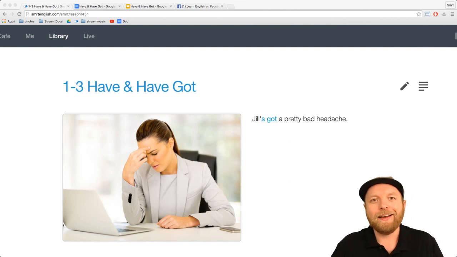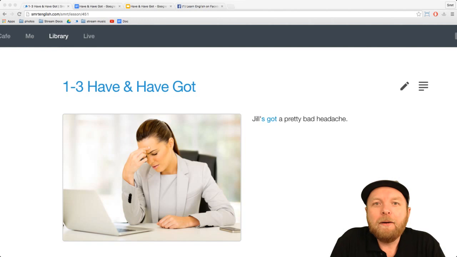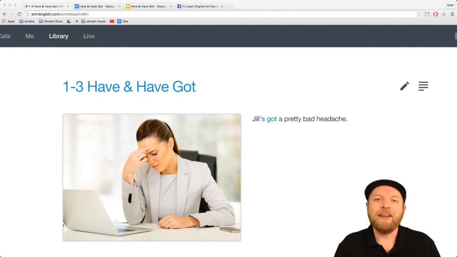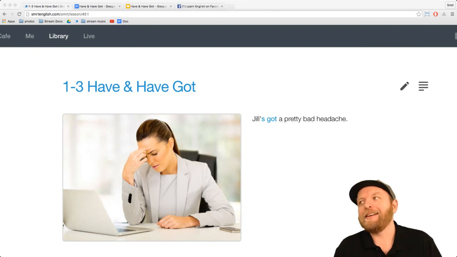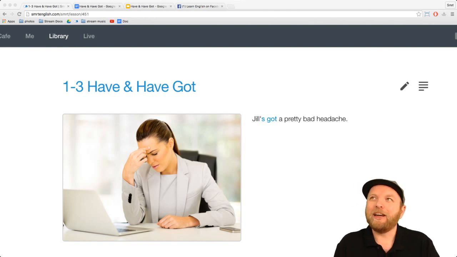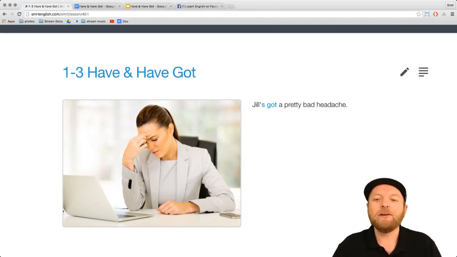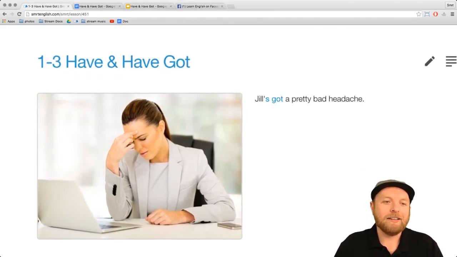So let's get started. A lot of students are very confused about the difference between have and have got, and sometimes have is a main verb, and sometimes it's an auxiliary verb. Okay, let's get started.